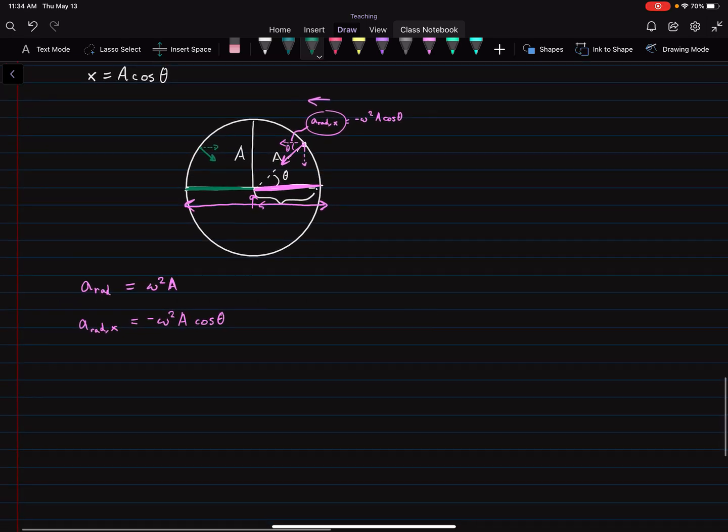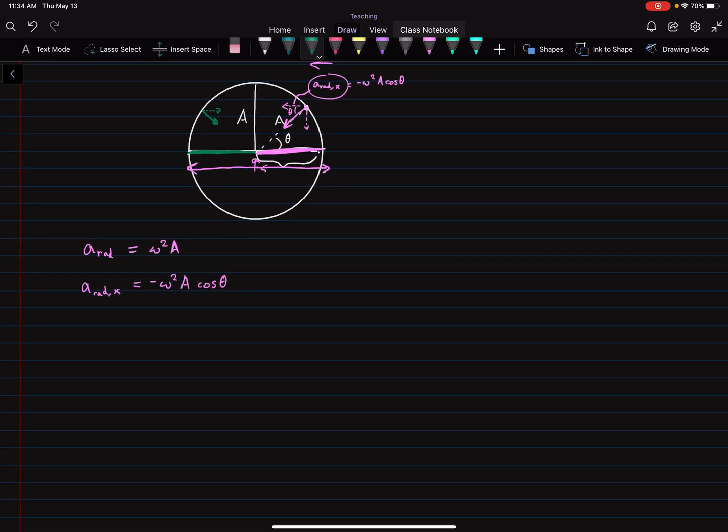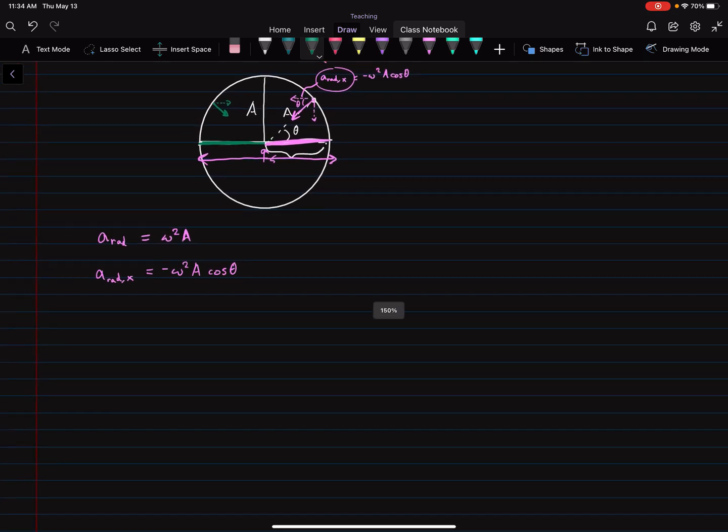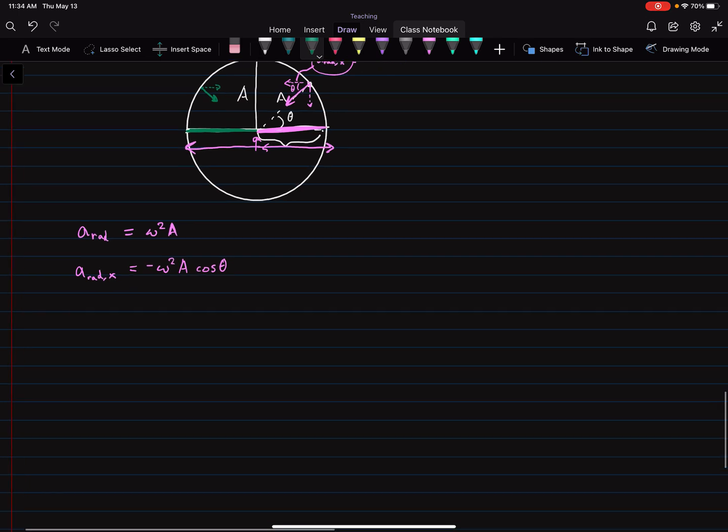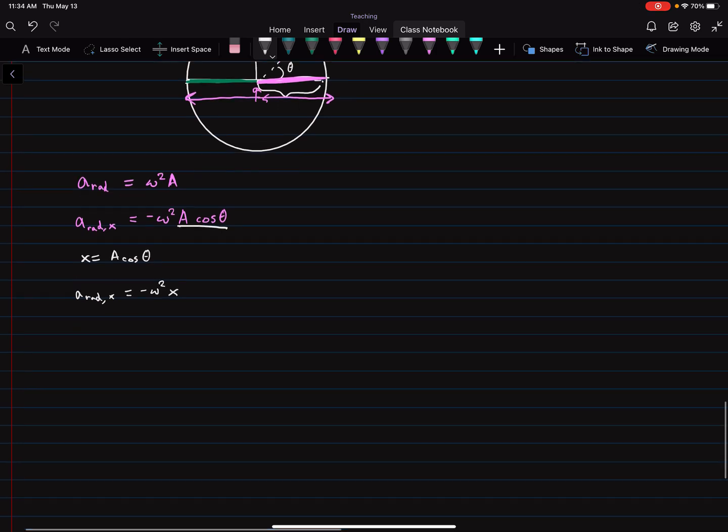So it acts as our restoring force, right? If you just throw an m for mass in there, F equals ma. So to be more explicit, if we said earlier, go back to white, that x is equal to A cosine theta, well, that's what we have right here. So a sub x component is equal to negative omega squared x.